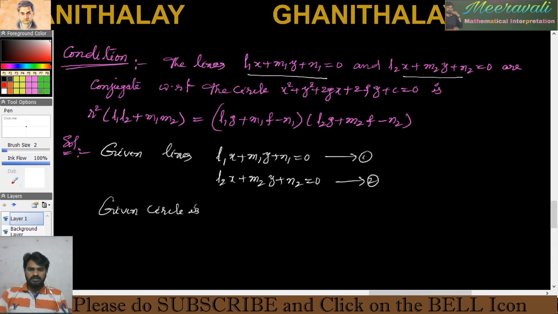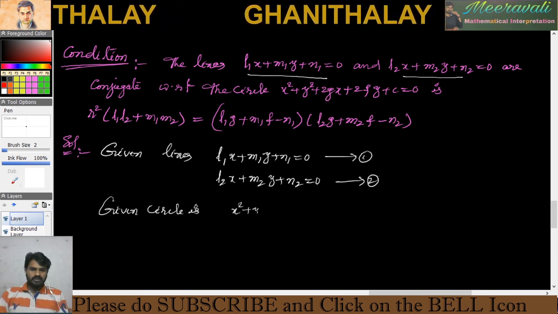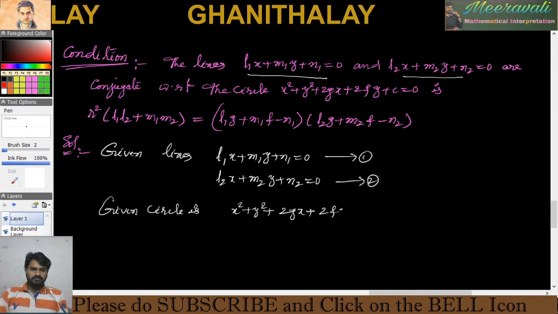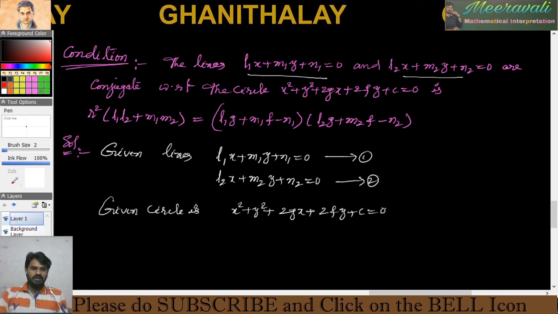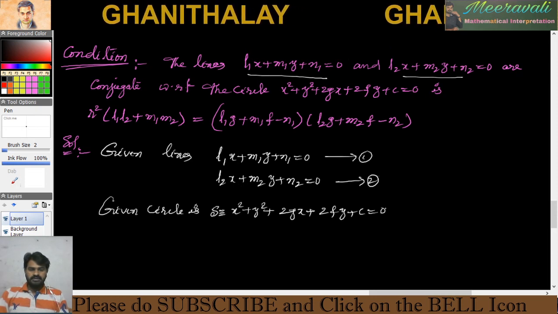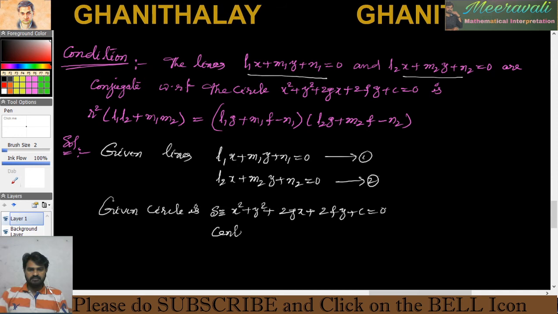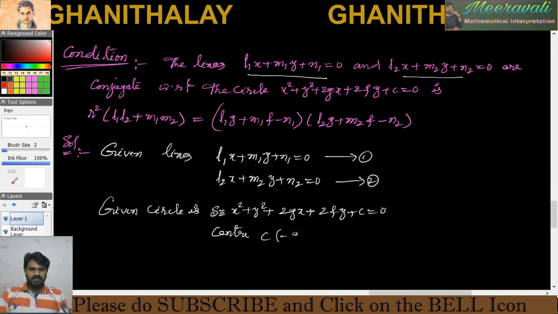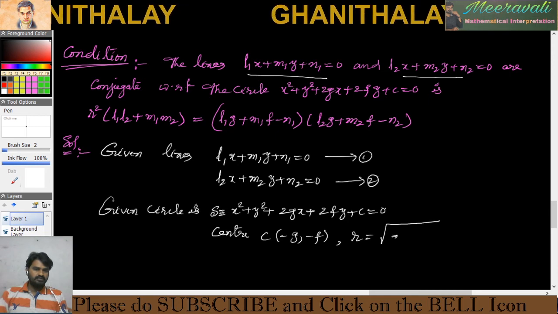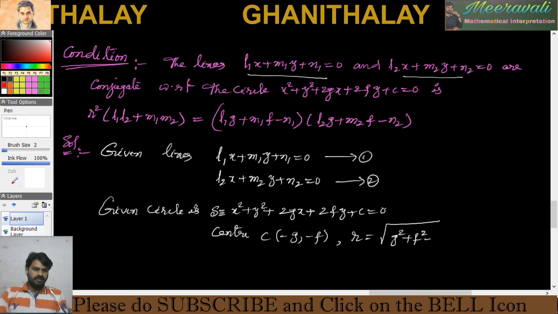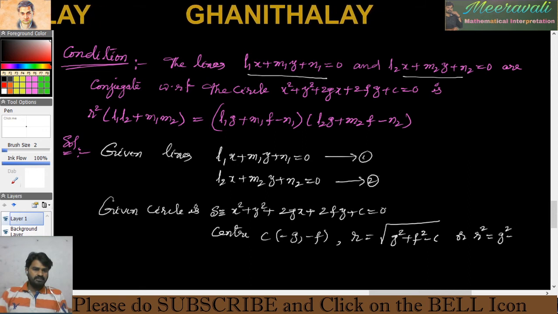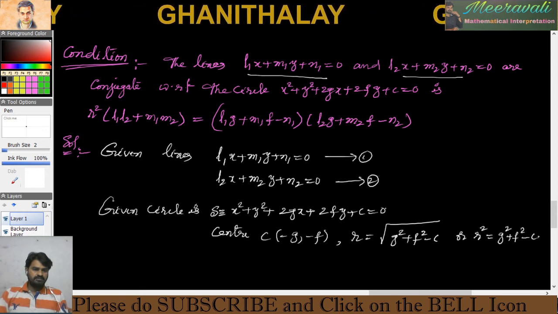Given circle is x square plus y square plus 2gx plus 2fy plus c is equal to 0. Already we know that, let it be equation S. We know that the center is (minus g, minus f) and radius is square root of g square plus f square minus c, or this can also be written as r square is equal to g square plus f square minus c.